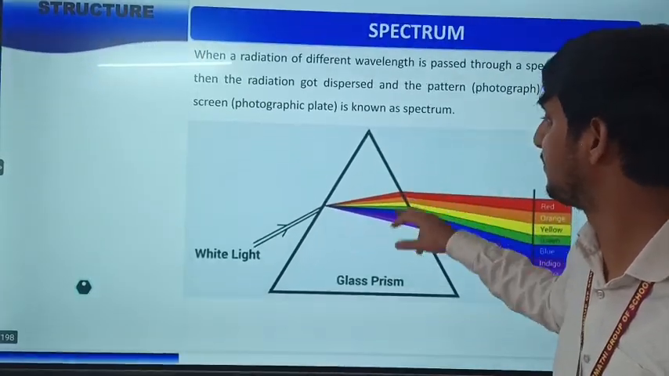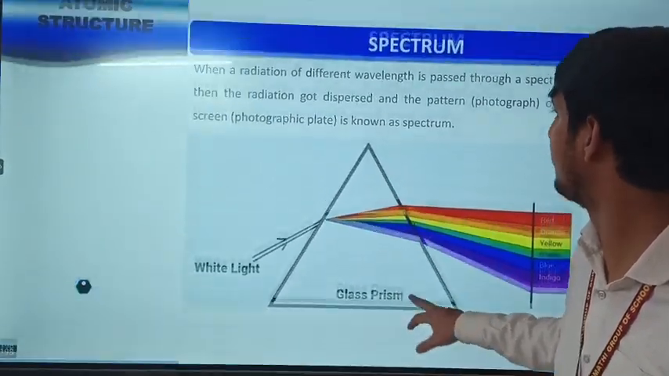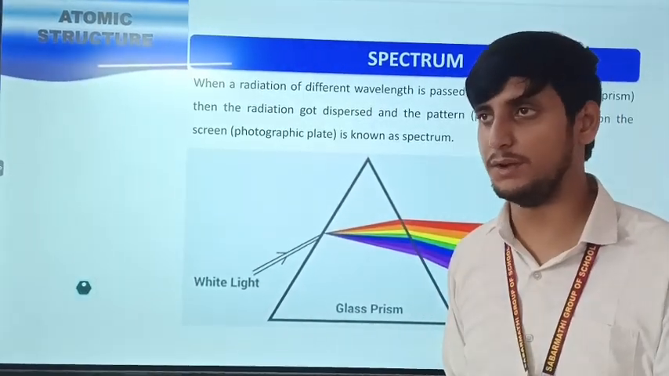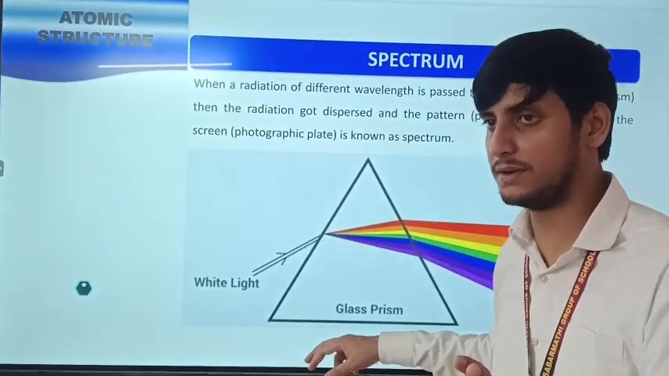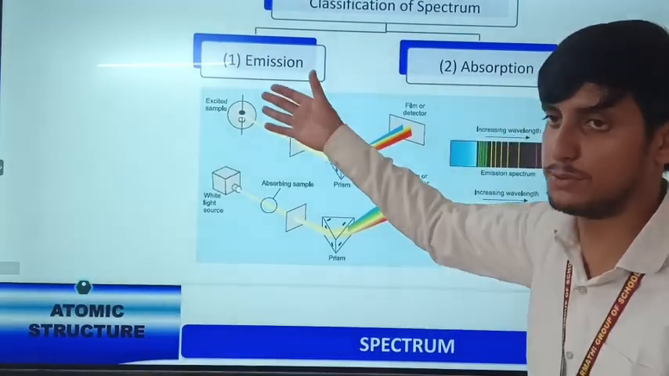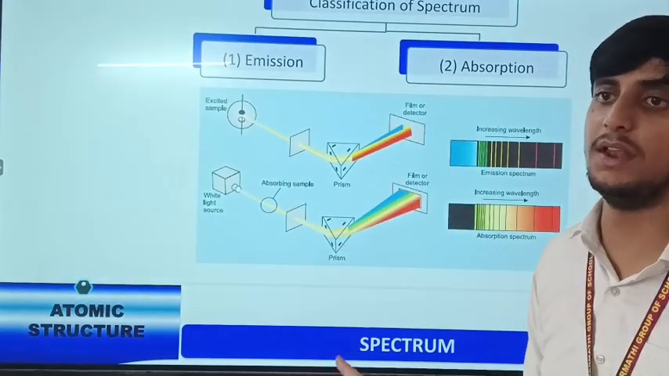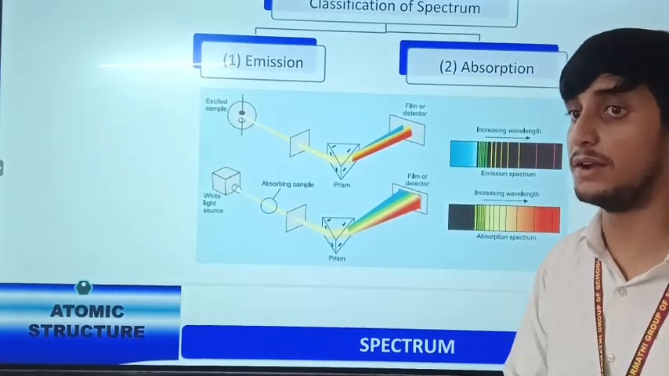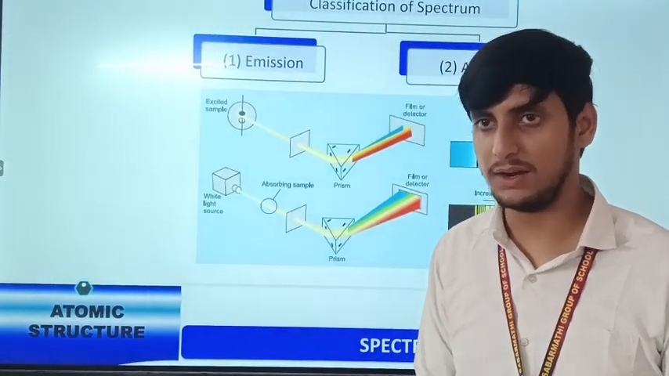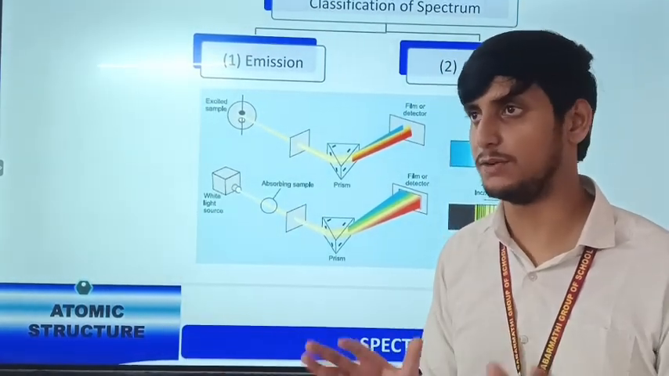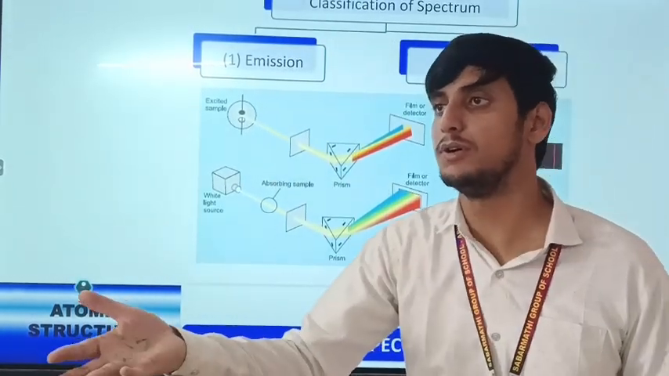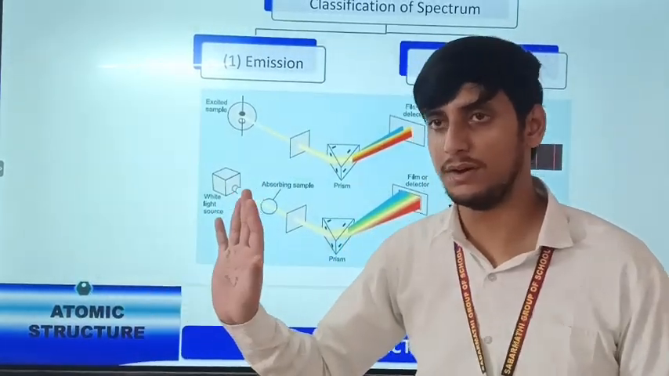Now the spectrum. You can read the definitions. What is the application of a spectrum? Let's see. Emission and absorption are the two types of spectrum. When electrons absorb energy, an electromagnetic wave is produced, and when they release energy, an electromagnetic wave is also produced.